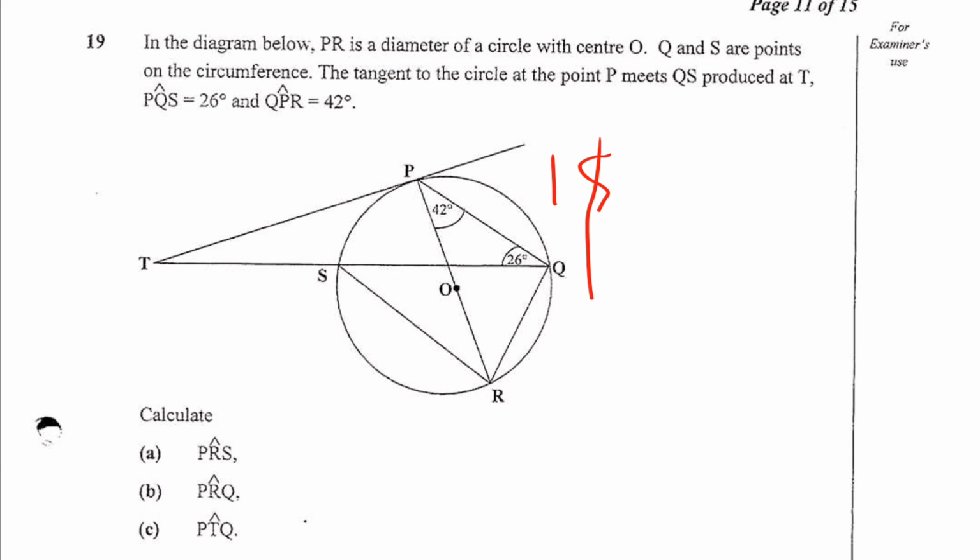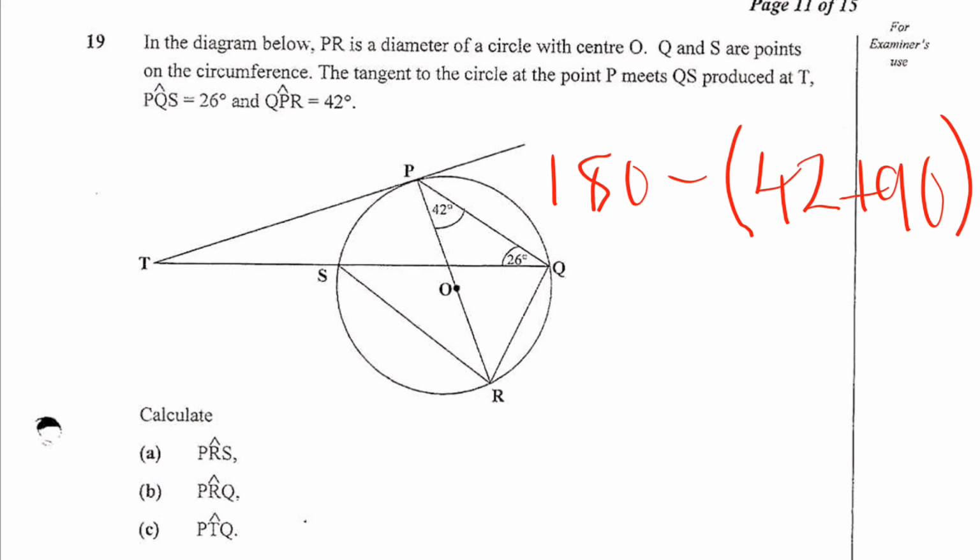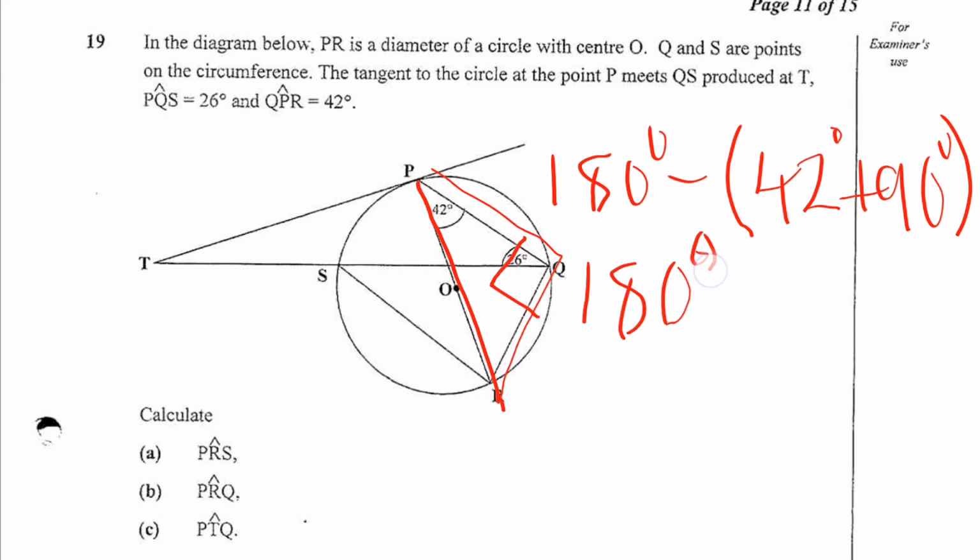So we're going to say 180 minus, open bracket, 42 plus 90. Where is the 90 coming from? Remember, these are all in degrees. The 90 is coming from this angle here, because this is the diameter, so what is formed here is a right angle. So 180 degrees minus 42 plus 90, where 42 plus 90 gives me 132.